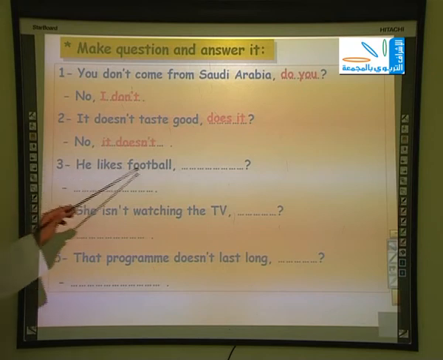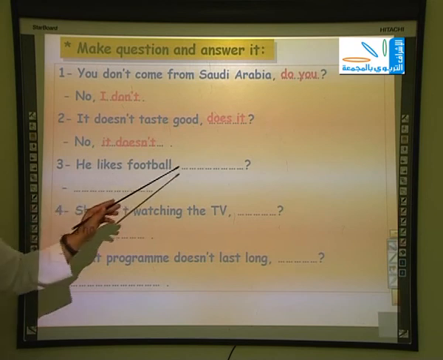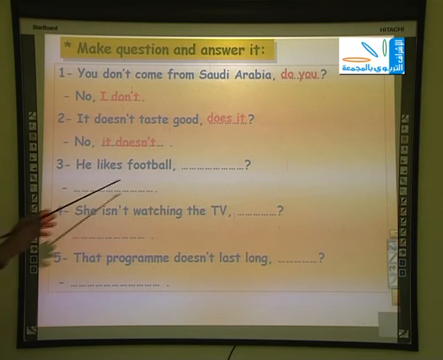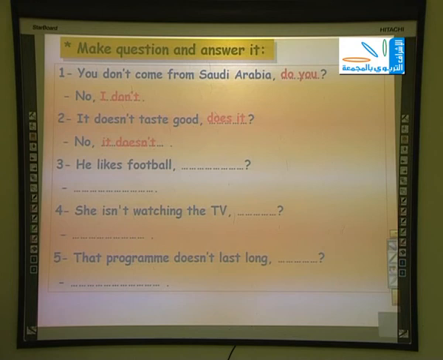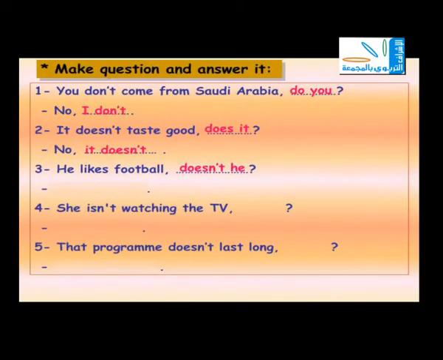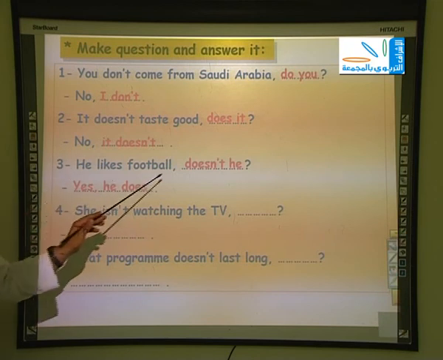Number 3, he likes football. As we see in this example, it is completely different from the previous parts. If we look at the word likes, it is not negative, it is affirmative. So the question will be negative, and the answer will be with yes. This is just for brilliant students only. Who can expect the answer here? The answer will be, doesn't he? Because the verb here is affirmative, so the question should be negative, and the answer in this situation will be yes. Yes, he does. Let me read again. He likes football. Doesn't he?